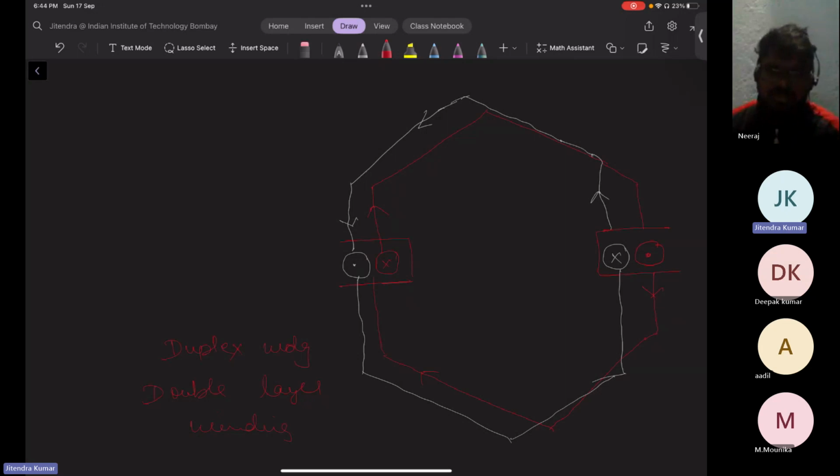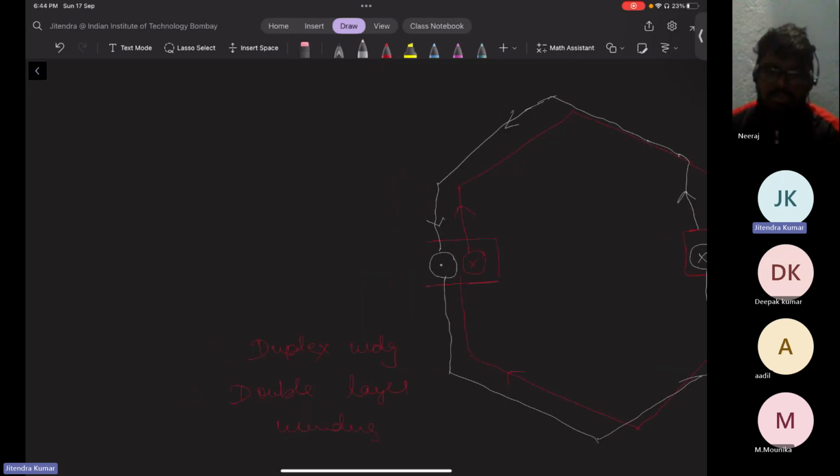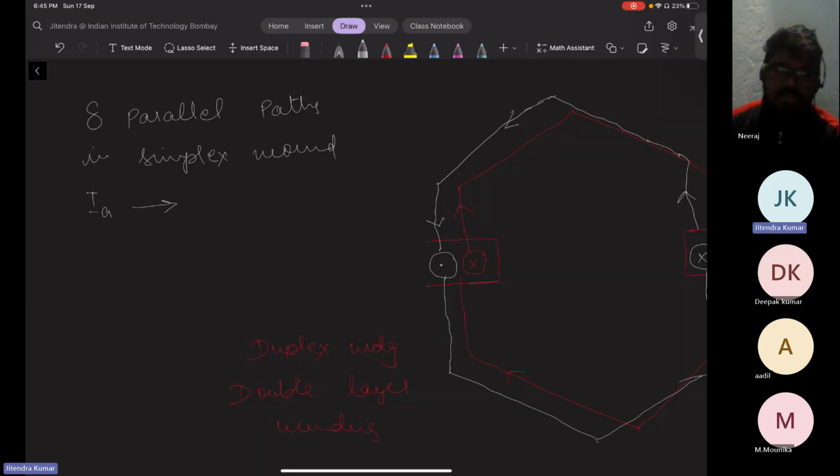Let me write it down so that you don't get confused. If you had earlier 8 parallel paths in simplex wound, it means your supply current would be divided into 8 parts, right? So it will be IA by 8 in each coil. Each coil, in simplex wound, means each slot.